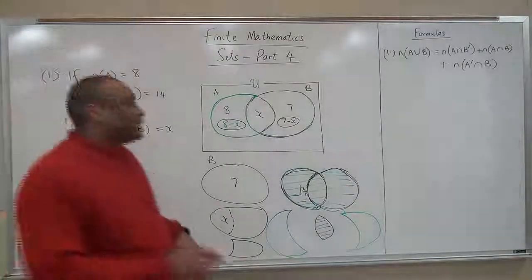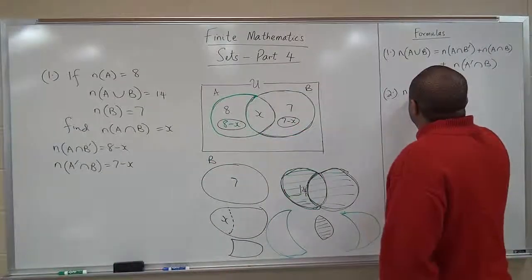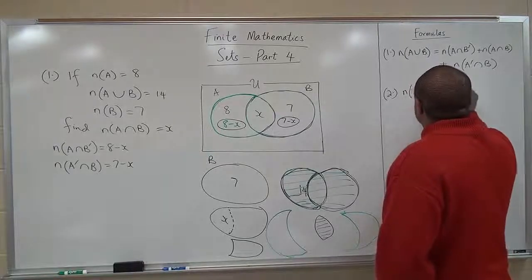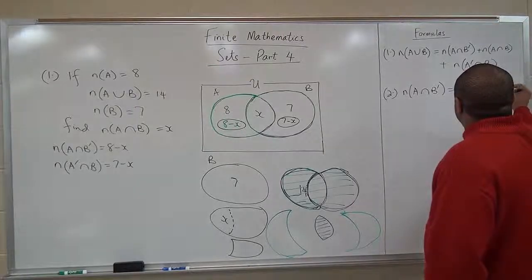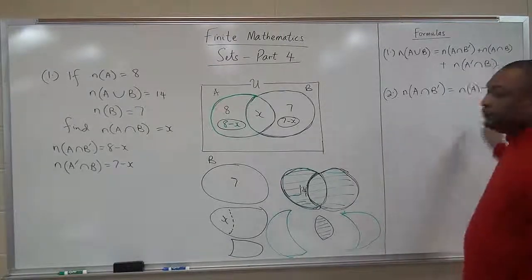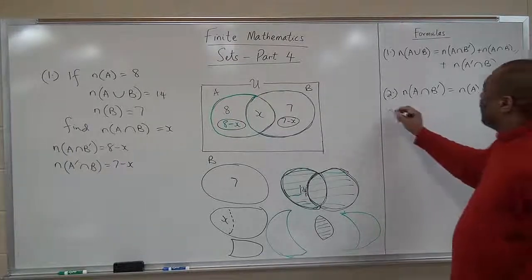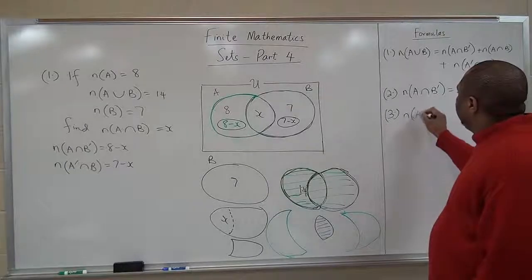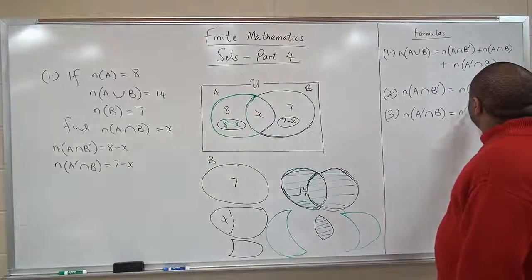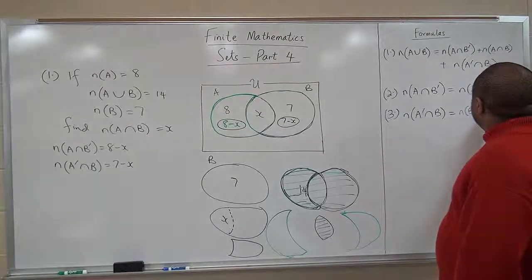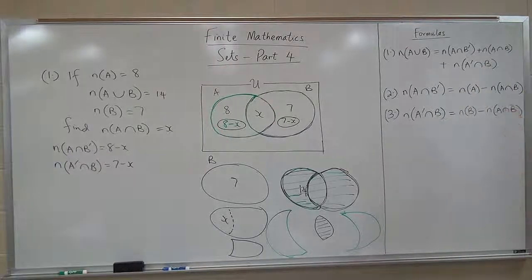So the next formula you need to take, number 2 formula here, is that cardinality of A intersect B prime is equal to cardinality of A minus cardinality of A intersect B. Take down that formula. Then another one, cardinality of A prime intersect B, only B, is equal to cardinality of B minus cardinality of A intersect B. That's that formula.